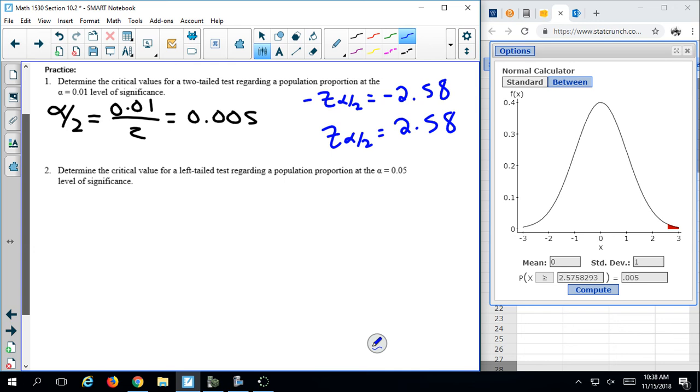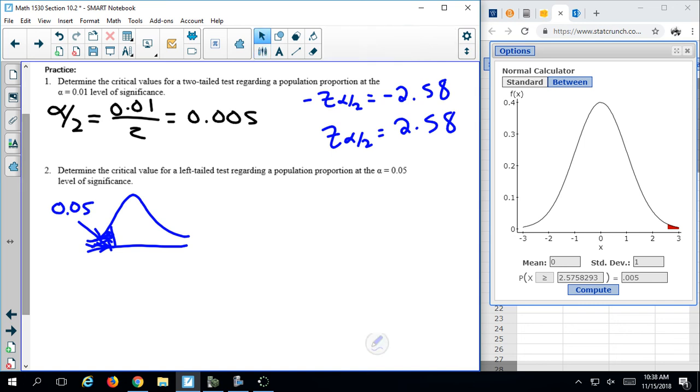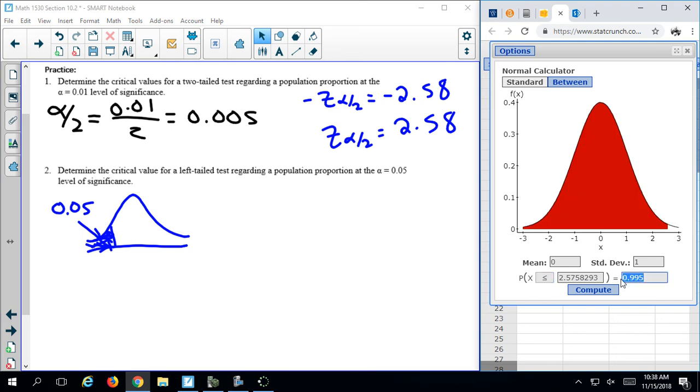So number 2 says determine the critical value for a left-tailed test regarding a population proportion at the 0.05 level of significance. So if it's left-tailed, there's only one tail, and that's the area in the tail, alpha. So I don't have to do two of these. I don't have to divide anything by 2. I just go to the left. I'm going to put in 0.05 as the area to the left. So negative 1.64.